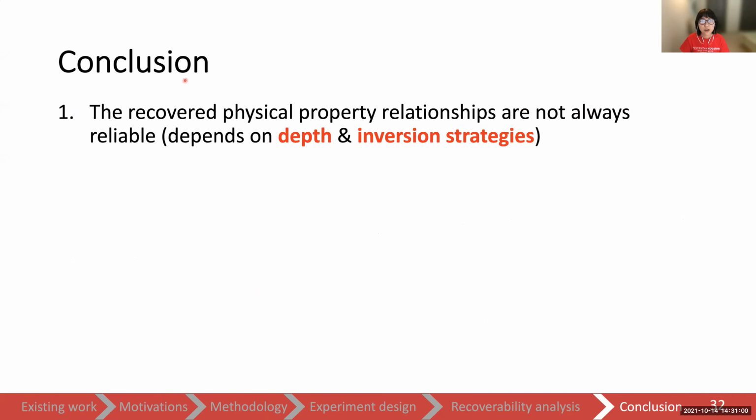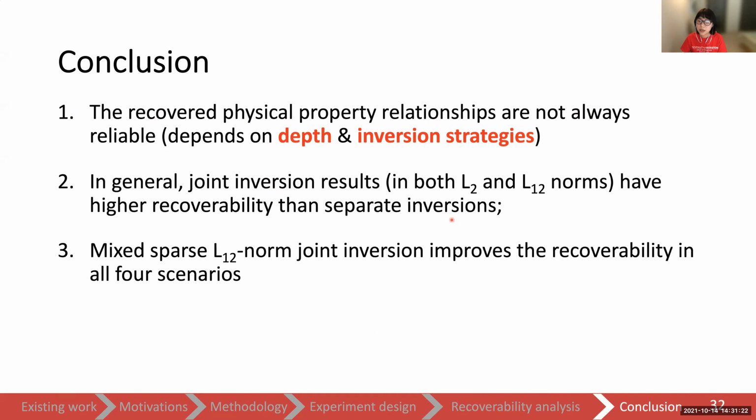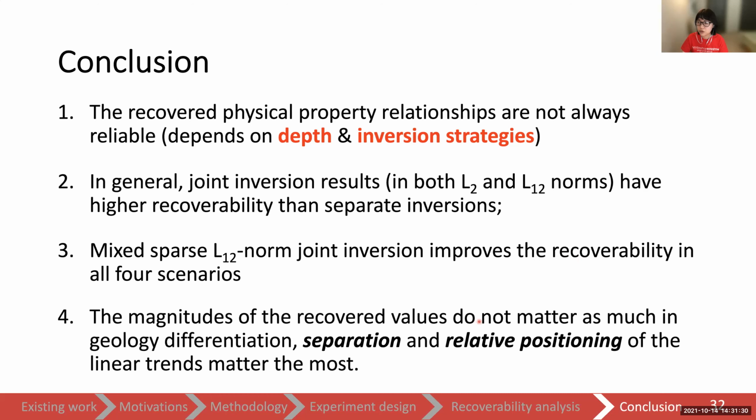So in conclusion, firstly, the answer to our 2 proposed research questions is that the recovered physical property relationships are not always reliable, and their reliability depends on the depths of the buried source body and also the inversion strategies. And secondly, joint inversion has better recoverability than separate inversions. And thirdly, the mixed sparse norm joint inversion has the best recoverability. And lastly, the magnitudes of the recovered values do not matter as much in the geology differentiation because it's the separation and relative positioning of the linear trends that matter the most.